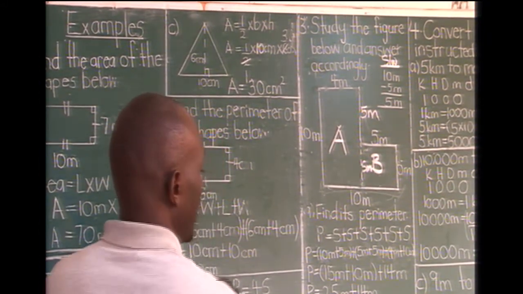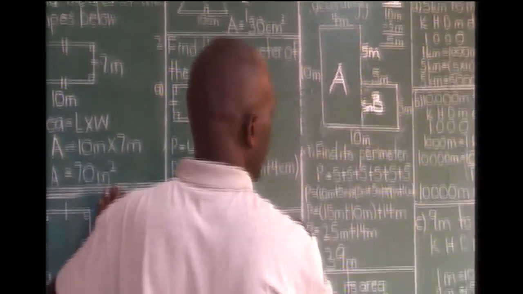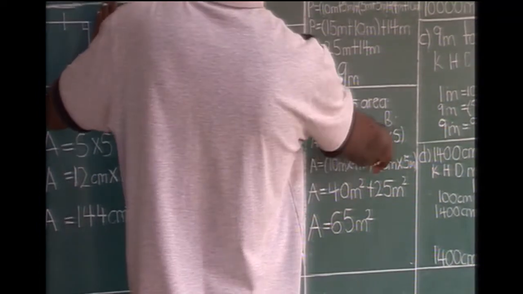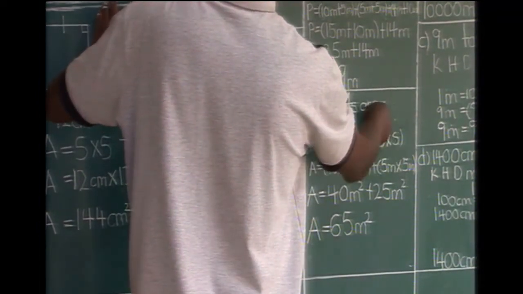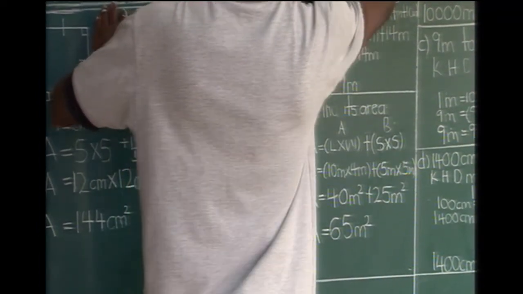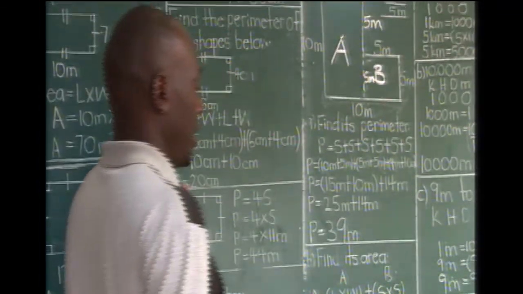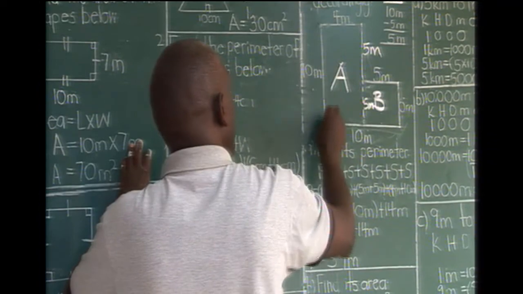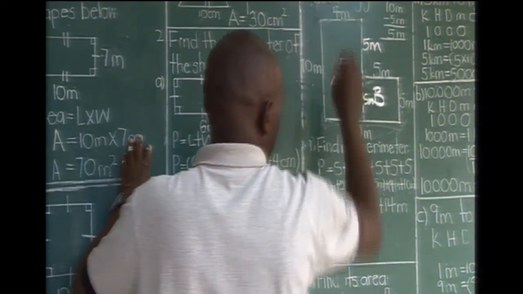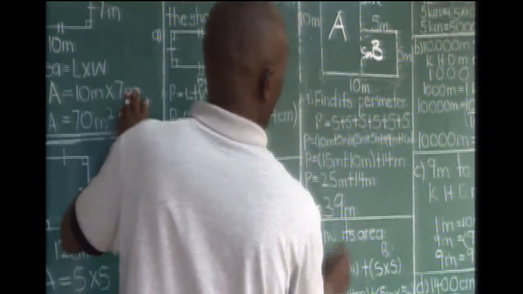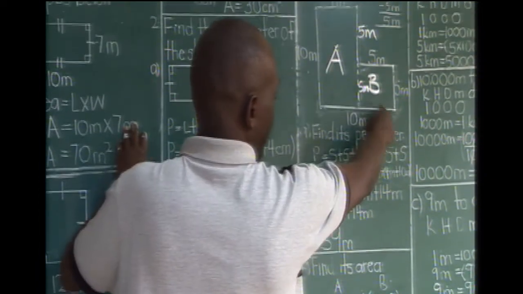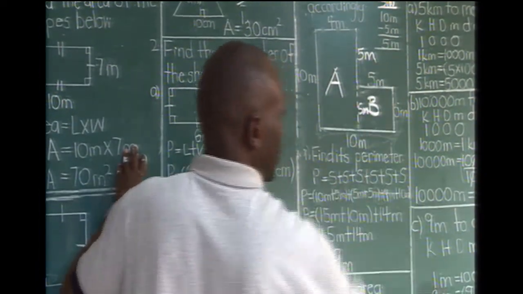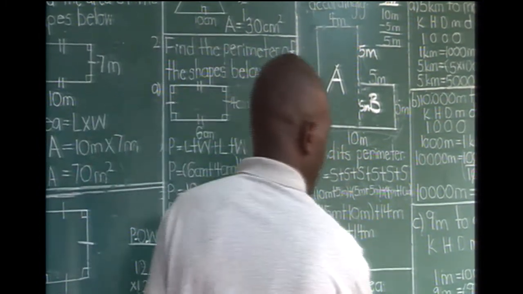So you say area is equal to length times width of A, because shape A is a rectangle, plus side times side of B. Why? It is a square, that is side times side. They look alike. Then we go, area equals 10 meters times 4 meters, that is for the rectangle, plus side times side, which is 5 meters times 5 meters, being a square.